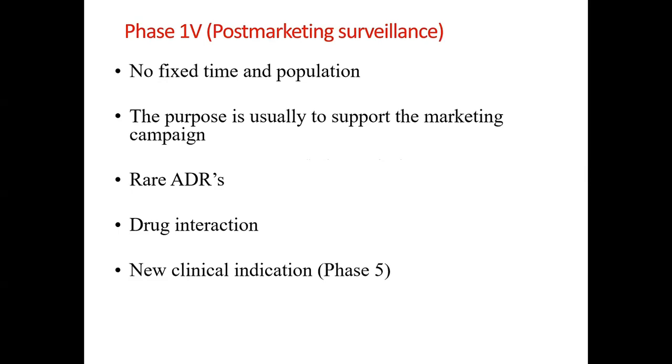So there is no fixed time and population for this particular study, because this may extend to years. If you want to know the teratogenicity, mutagenicity, or carcinogenicity of a particular drug, it has to be tested for decades to know whether it is beneficial, and whether it is going to cause cancer in that person. So there is no fixed time and there is no fixed population.